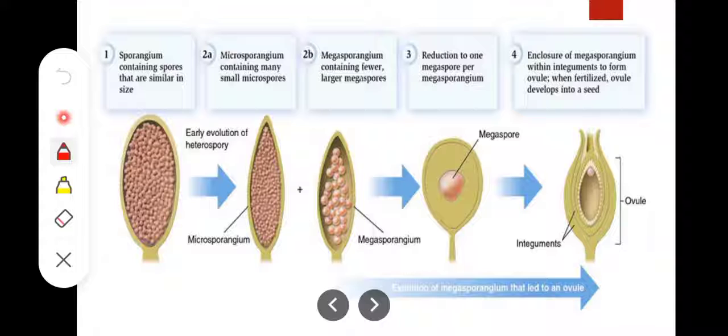Then comes the reduction to one megaspore per megasporangium. And then the integuments: enclosure of the megasporangium within integuments to form the ovule. When fertilized, the ovule develops into a seed.